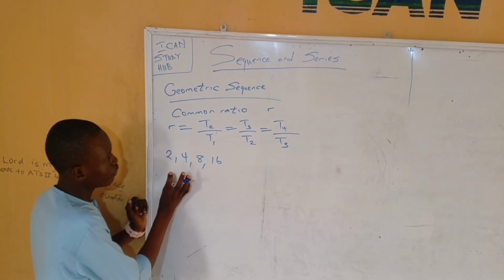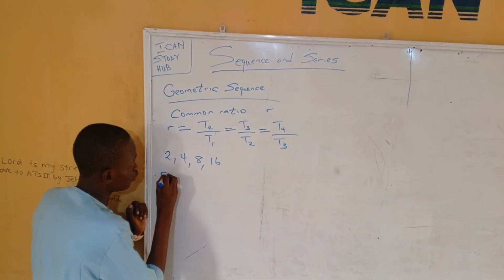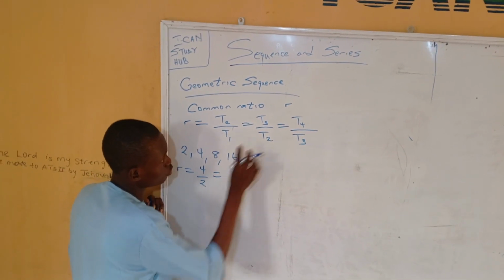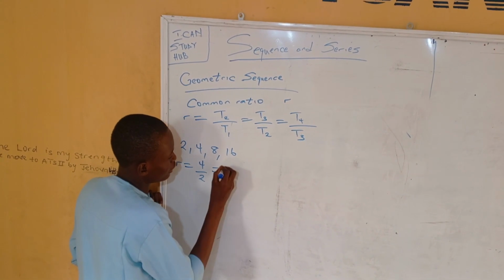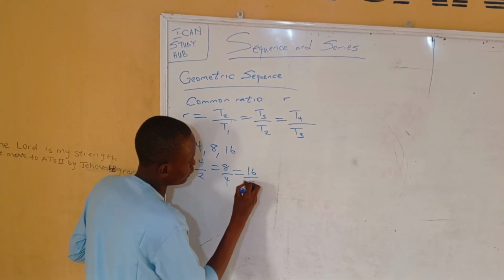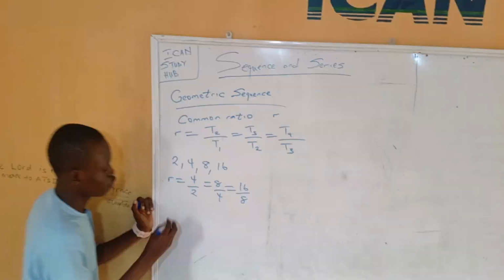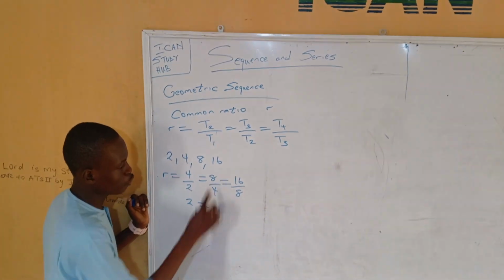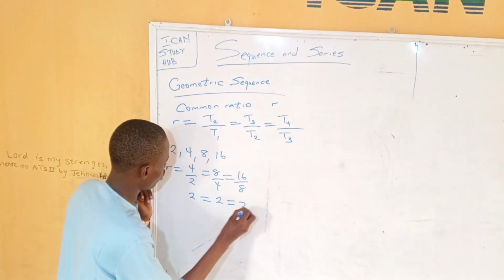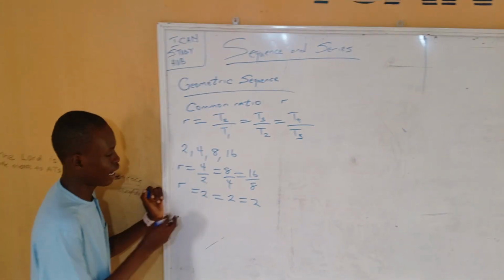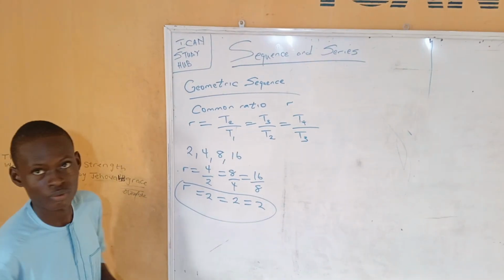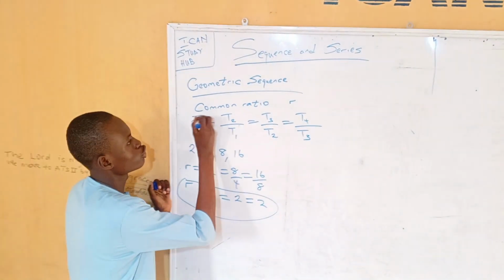Now, to find the common ratio here, you can just say our R is equal to, what's our second over first? That's 4 over 2, which is equal to the third term over the second, 8 over 4, and then 16 over 8. 4 over 2, you have 2. 8 over 4, you have 2. And 16 over 8, you have 2. Which shows that the ratio is common. 2, 2, 2. It's a common ratio.